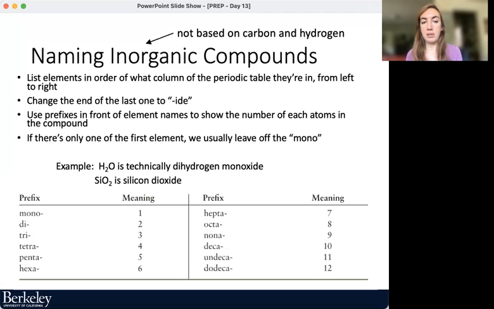Does anyone have any questions on how I'm naming these? I'm just going from left to right on the periodic table, and I'm putting prefixes to indicate how many of each type of element that I have.